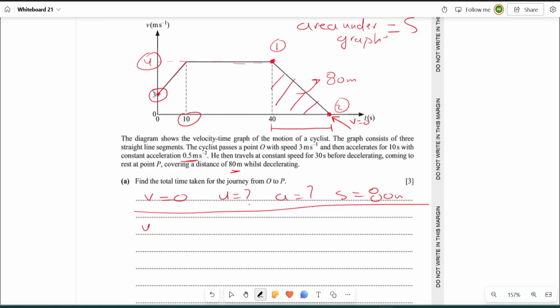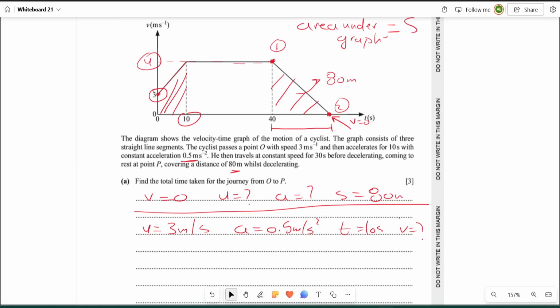The initial velocity of this segment, please note that the things I wrote are for this segment. The things that I'm going to write now are for this segment. Okay, you need to differentiate. So U is 3 meters per second. Acceleration is 0.5 meters per second squared. Time is 10 seconds, and I want the final velocity.